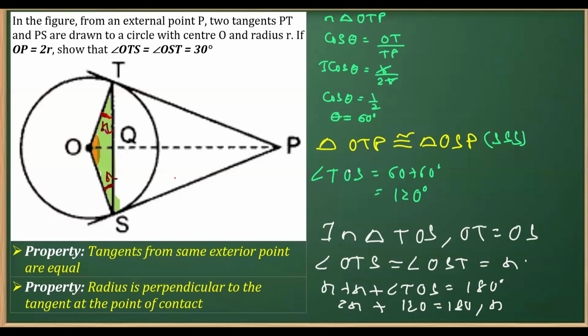Finally, what you can say is that 2X is 180 minus 120, that is 60. That implies X is equal to 60 divided by 2, that is 30 degree. So that's what we need to prove here. We proved this as well as this angle as 30 degree. 30 is what we needed to prove. So we'll say hence proved.